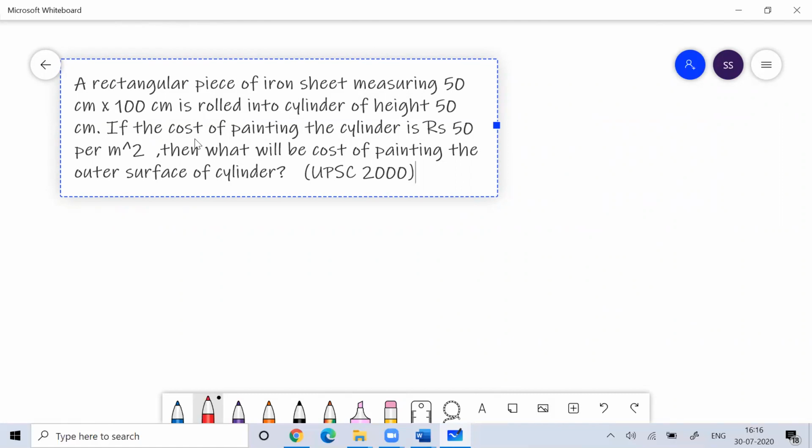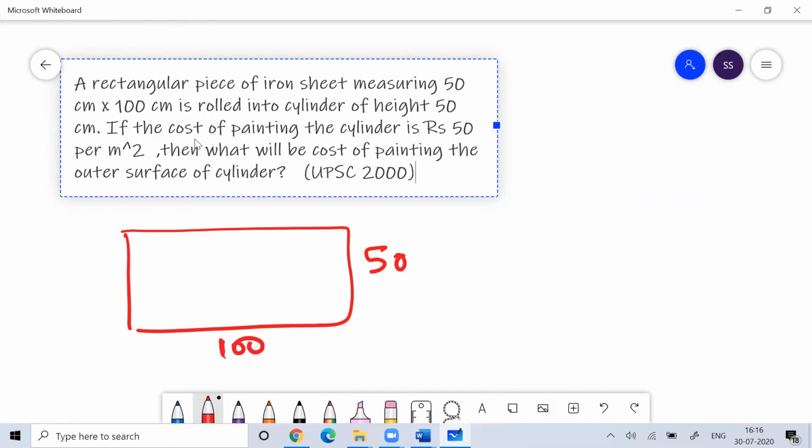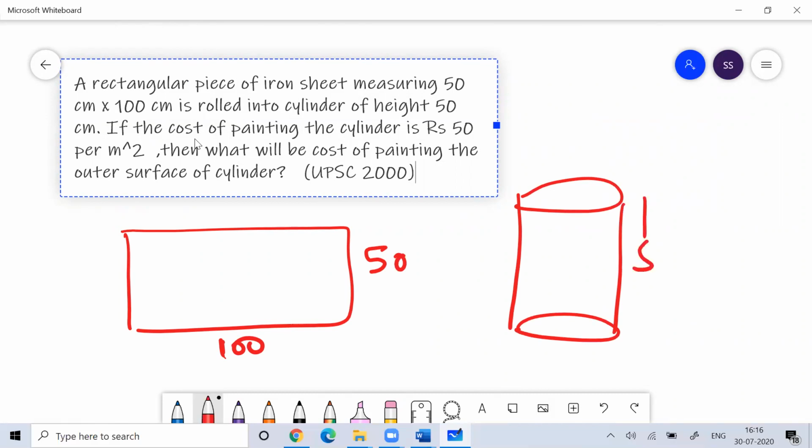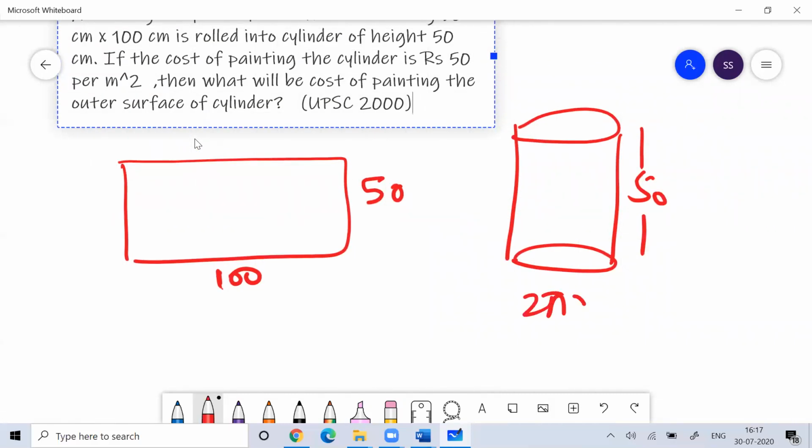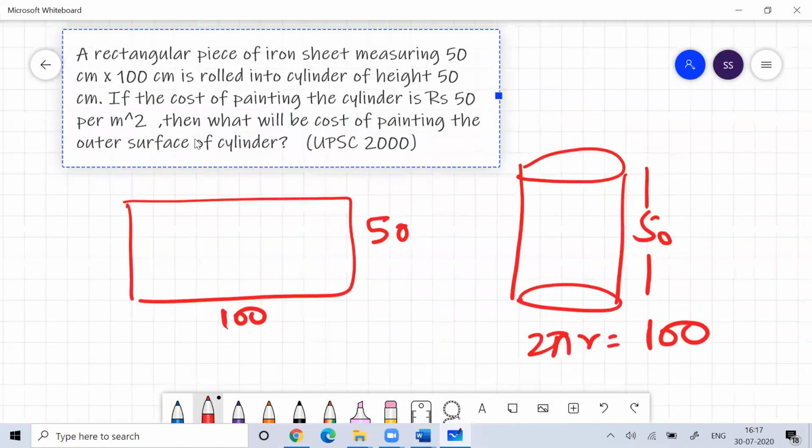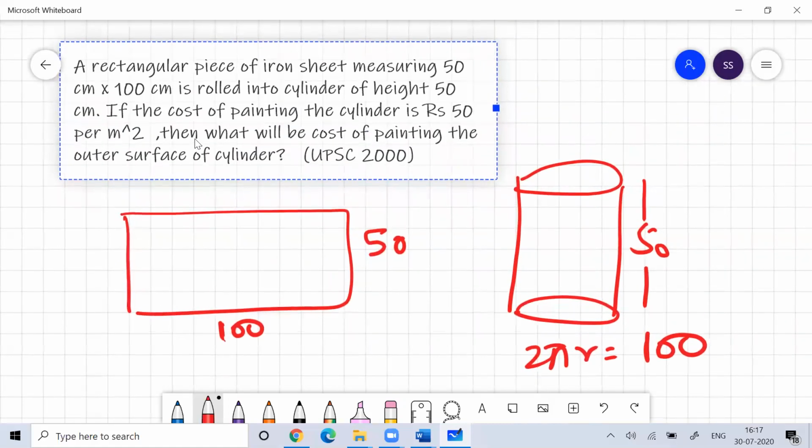Now see this question. A rectangular piece of iron sheet measuring 50 into 100 is rolled to form a cylinder having the height 50. It is like this: this side was 50, this was 100. So you rolled it so that the height is 50, which means the circumference will be 100. So the length of this rectangle becomes the circumference. Now what are they asking? The cost of painting the outer surface.